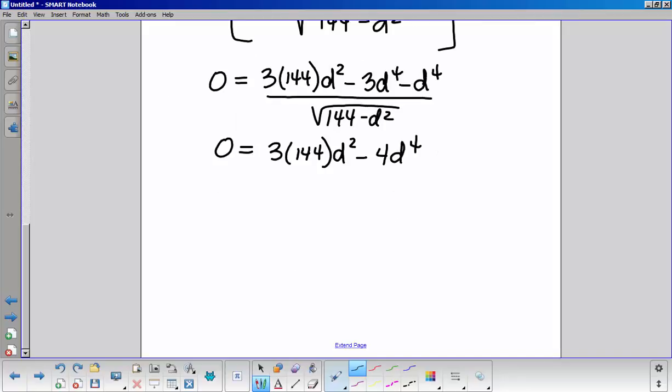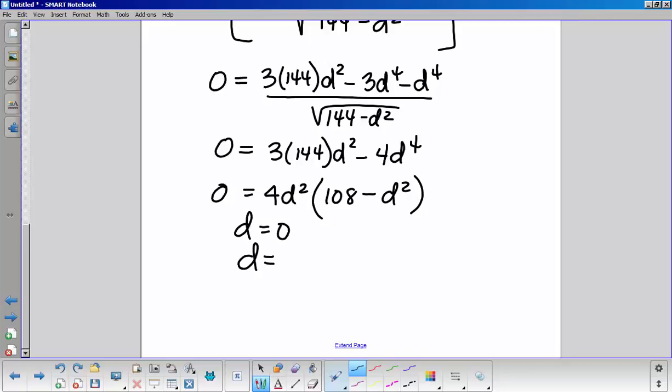What can I factor out? I can factor out a 4D squared. 4 goes into 144 36 times. 3 times 36 is 108? Oh, miracles never cease. Do we agree with that? I think I agree with that. So that's when D equals 0 and D equals plus or minus the square root of 108.